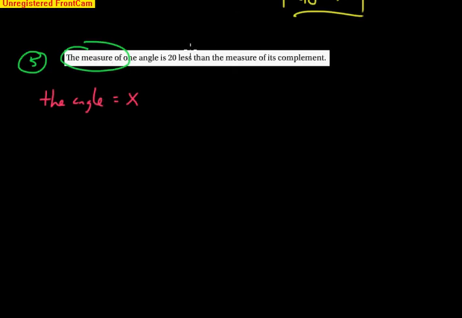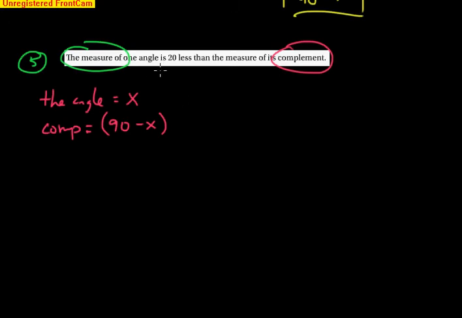Now we search for that special word, supplement or complement. That's the other angle. And you look here, complement. So we are working with a complement in this problem. And the complement is what you need to make 90 with x. Well, to do that, you take 90 and you subtract x. And I might suggest you put it in parentheses. So now we need to create an equation.